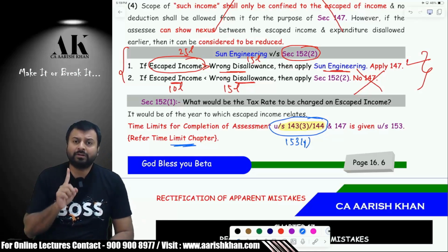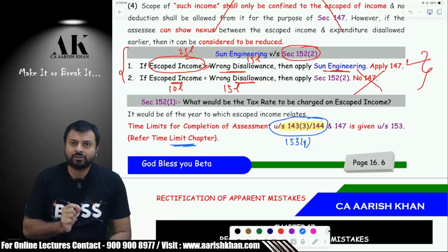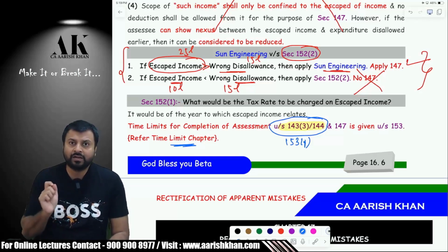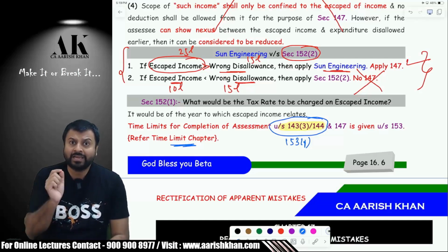The time limit to complete assessment is 12 months from the end of the relevant AY. It is an amendment made by Finance Act 2023. Till last year it was 9 months from the end of relevant AY, but now it is 12 months from the end of relevant AY. So 12 months from the end of relevant AY, AO has to complete the assessment.